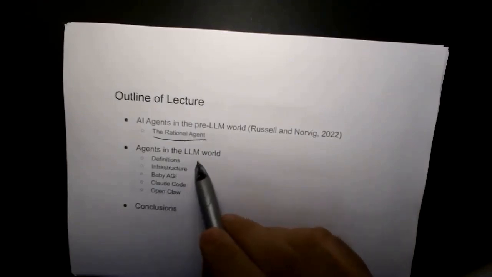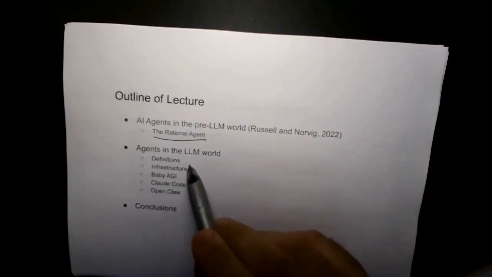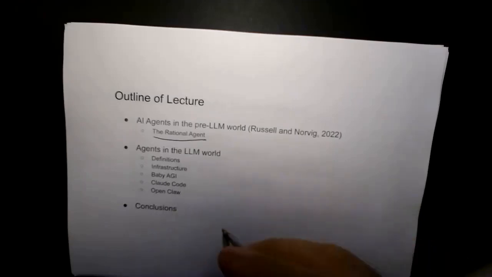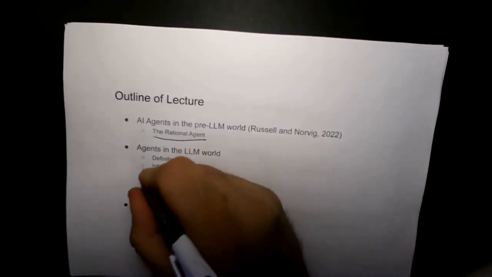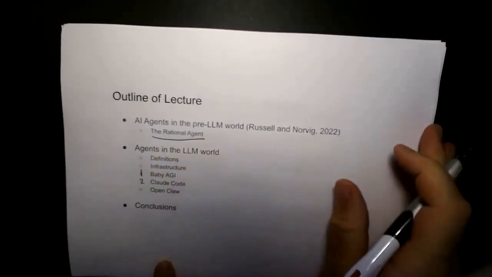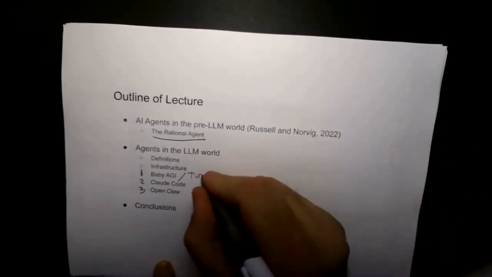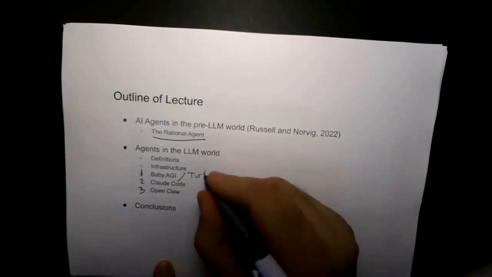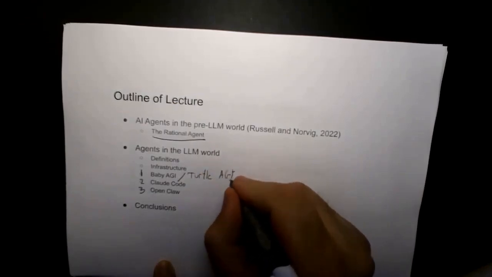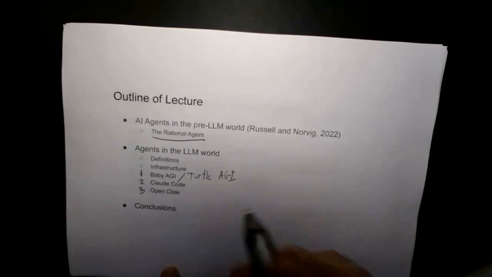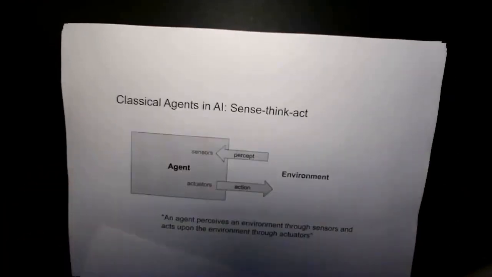And then we're going to go into maybe what's more interesting and more timely, agents in the LLM world, and we're going to talk about some definitions and some infrastructure. And then the three systems we're going to want to talk about: one is called Baby AGI, then a knockoff of that which is even simpler, Turtle AGI. Then we're going to talk about Claude Code, which I'm sure many of you have heard of. And then OpenClaw, the lobster. And then the conclusions. So let's get into it then.